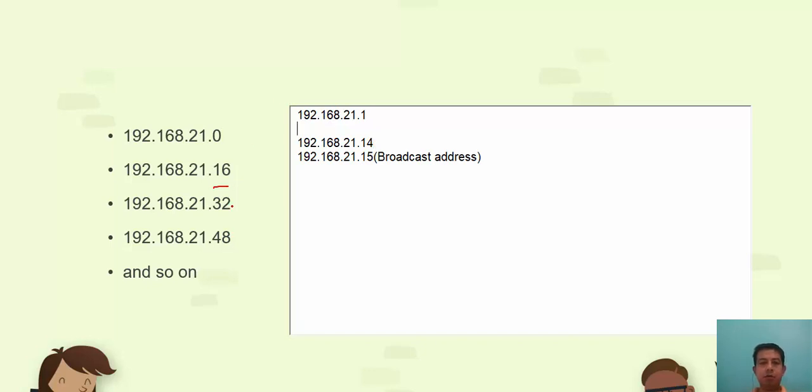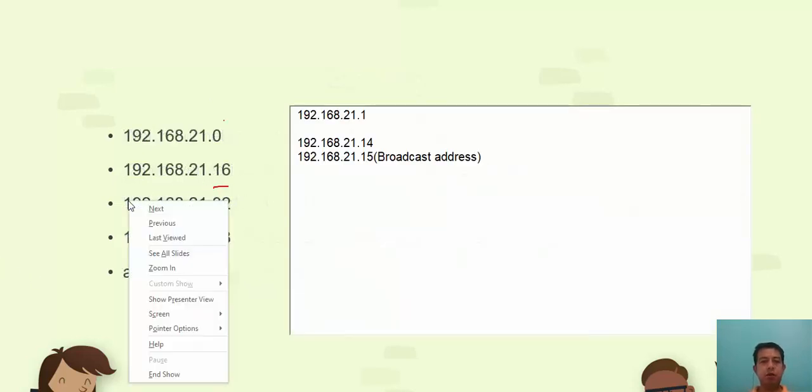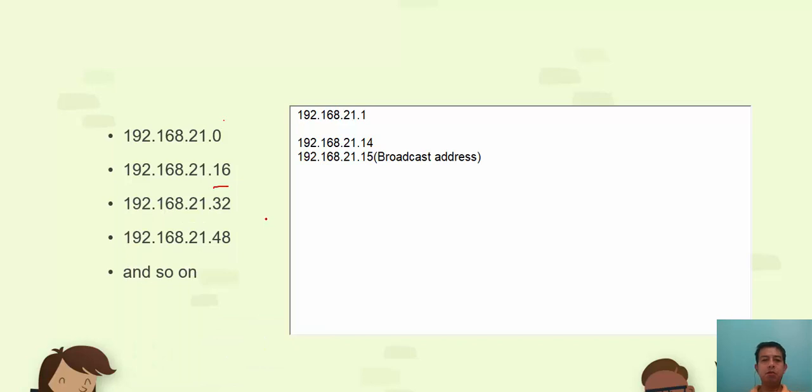Now, what was the original question? The original question was in which subnet 192.168.21.41 belongs to. Now let's come to this valid host 21.41. Can you tell in which subnet this 21.41 belongs to? If I go on finding the hosts like this, you will come to the subnet in which that particular IP address will be. But just by looking at it, you can see it. 21.41, to which subnet will it belong?